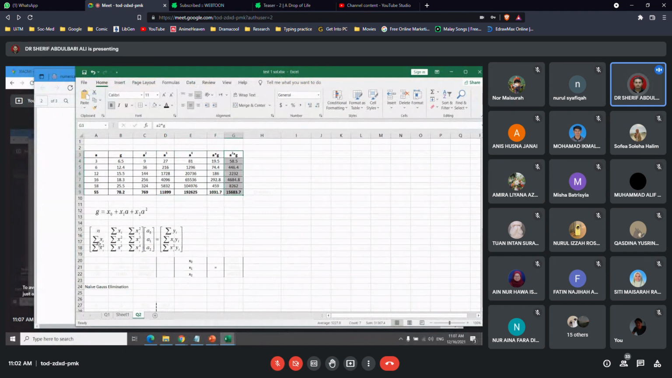Once you're done, you're going to create this matrix in here. Here you are having 5 points. The summation of x is 55. The summation of x squared is 769. And the summation of y is 78.2. And here is going to be 55, 769, and the summation of x cubed is 11,899. You just continue with all the values here.